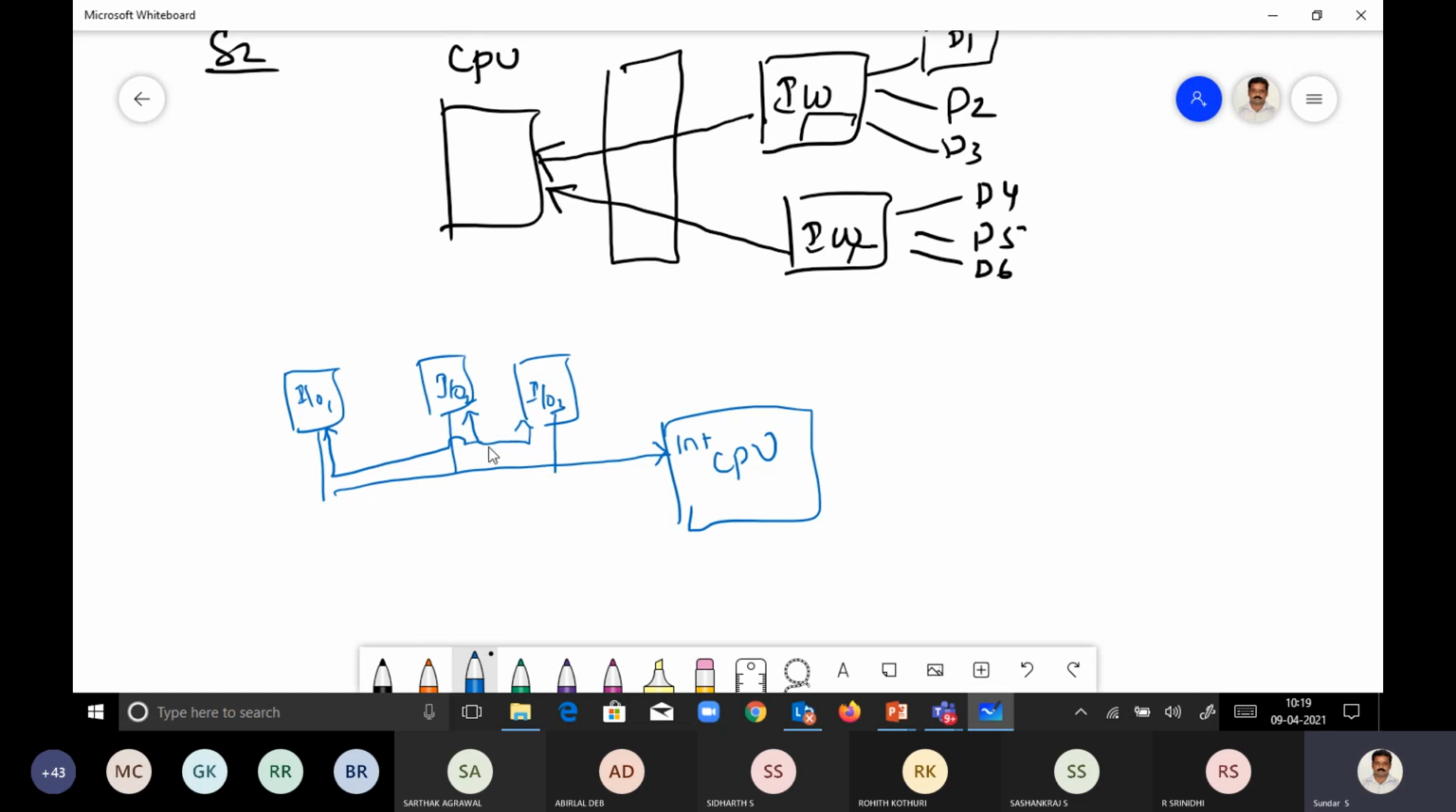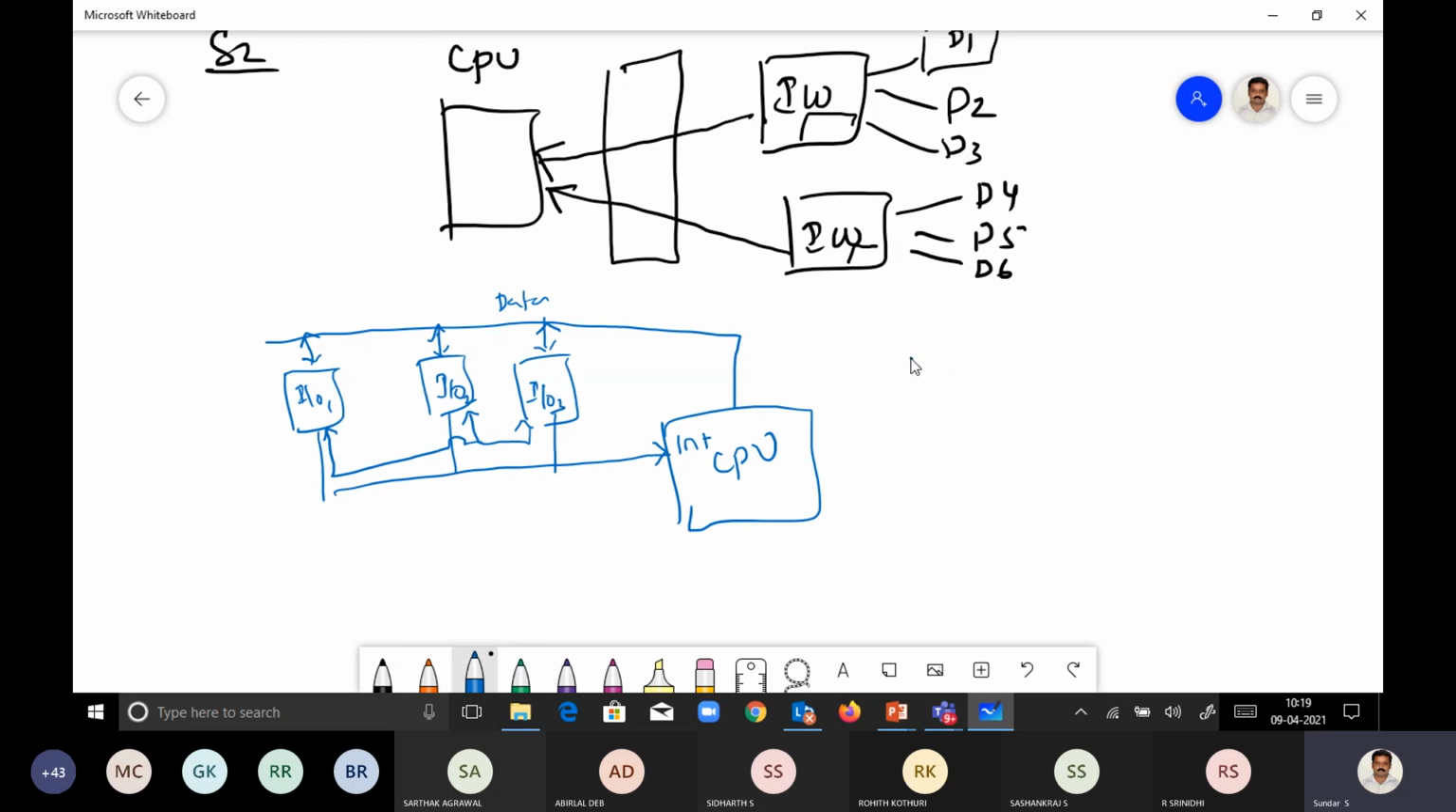So that kind of intimation can be forwarded to other devices, and this device will take the bus and it will send an interrupt signal. After that, the CPU can have interaction with the IO3 through its data bus. So I'll list down the steps.